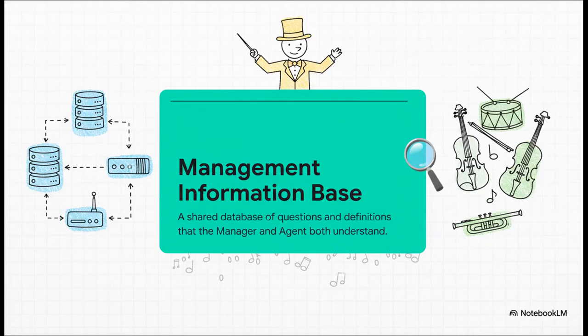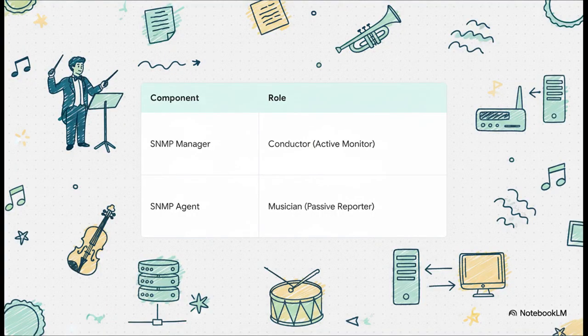And finally, the big question. How do they all speak the same language? Well, that's the Management Information Base, or MIB. You can just think of it as the sheet music for the entire orchestra. It's a shared rulebook that makes sure when the manager asks about CPU usage, the agent knows exactly what that means.